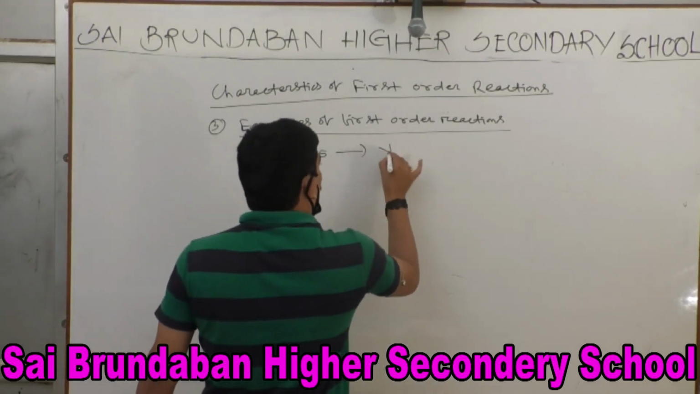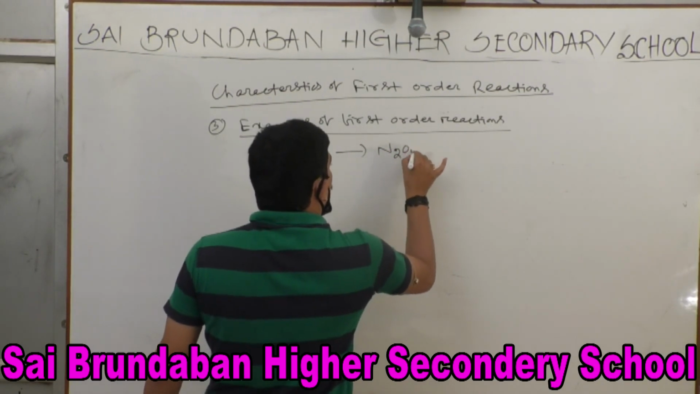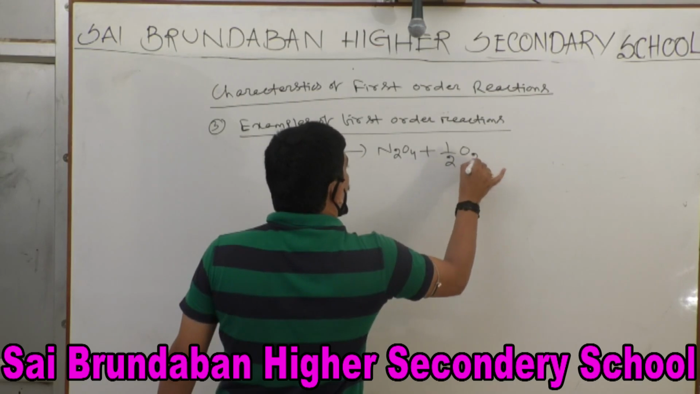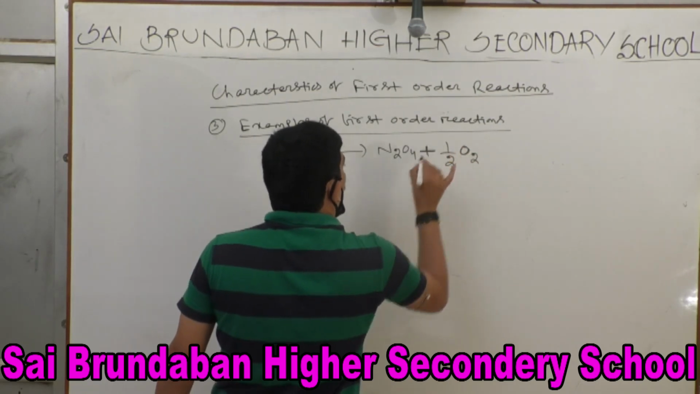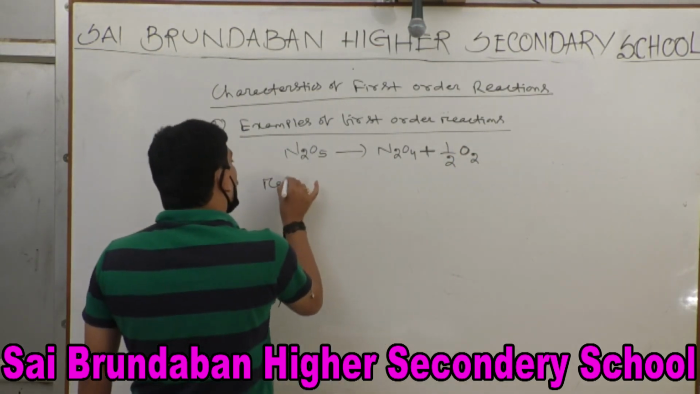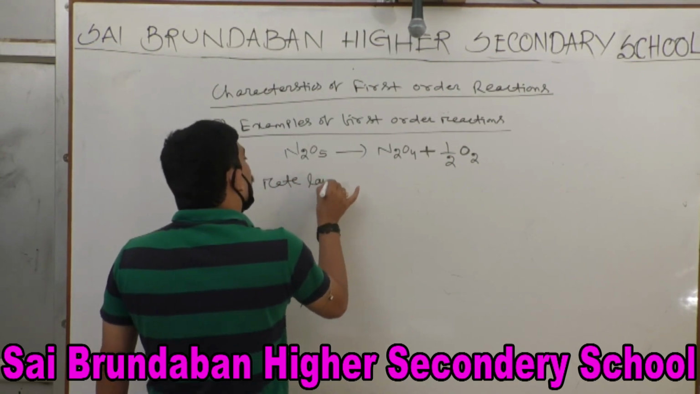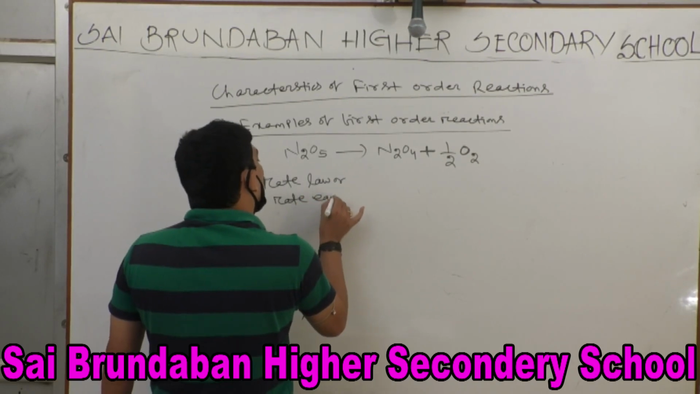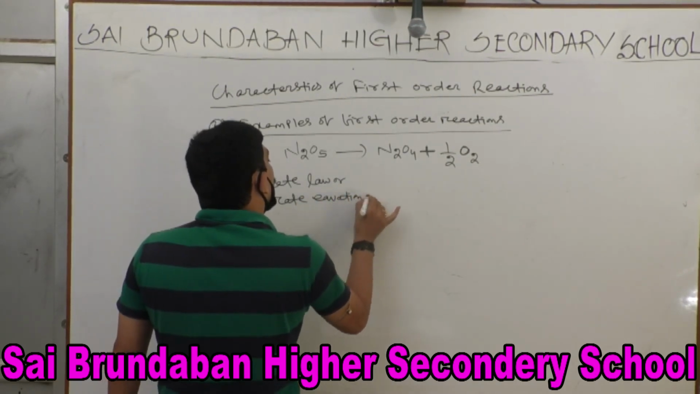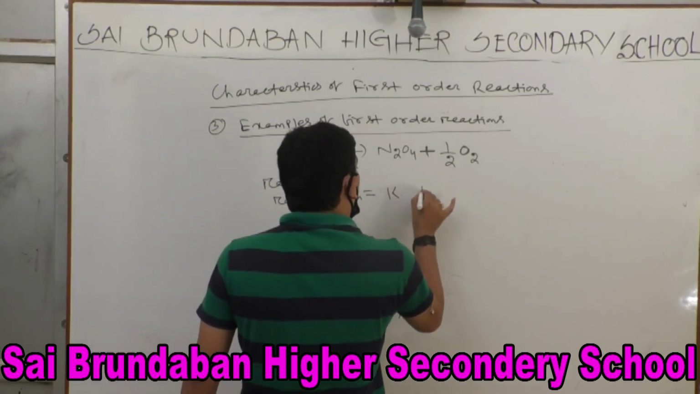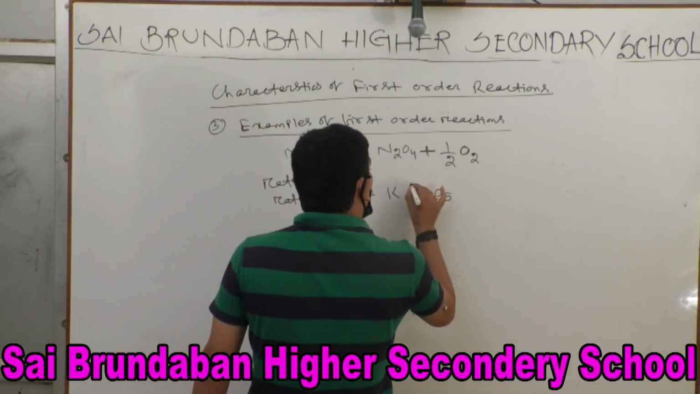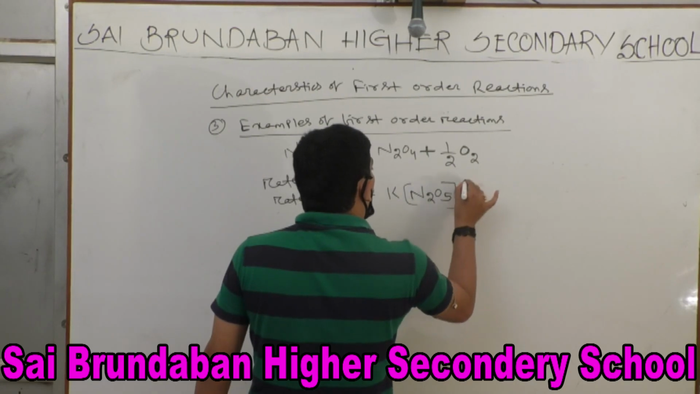N2O5 gives rise to N2O4 plus half O2. For this reaction, the rate law or rate equation is equal to K times N2O5 to the power 1.